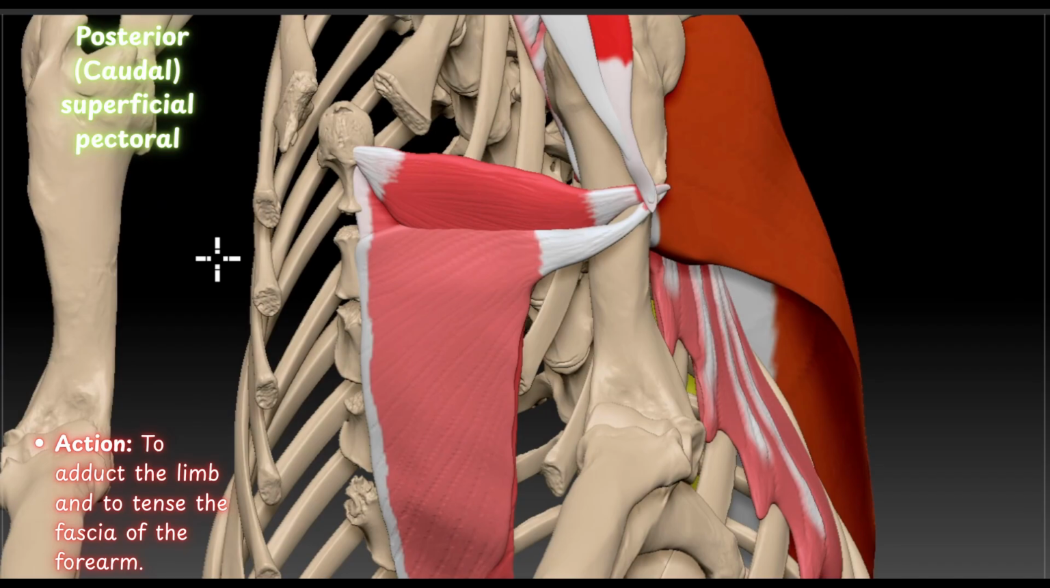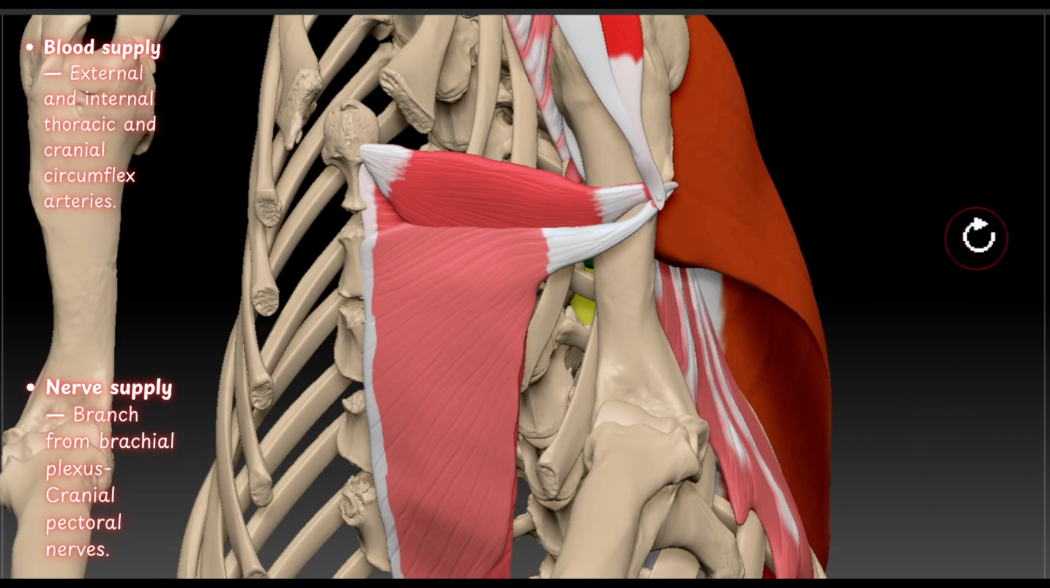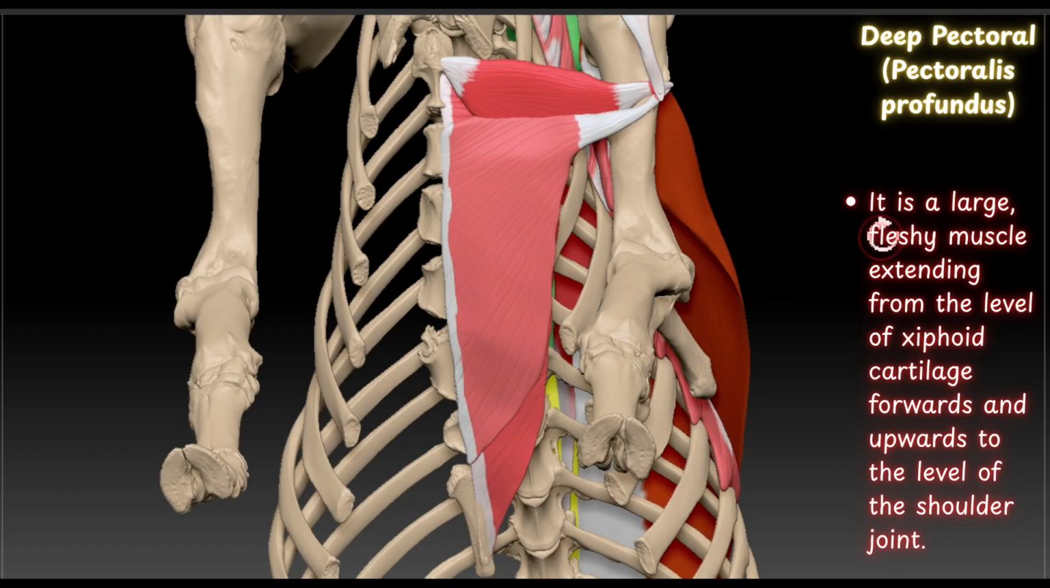So what is the action of the muscle? To adduct the limb and to tense the fascia of the forearm region. Blood supply: external and internal thoracic and cranial circumflex arteries. Nerve supply: branch from the brachial plexus, cranial pectoral nerves. The next muscle is your deep pectoral muscle. It is also called pectoralis profundus.